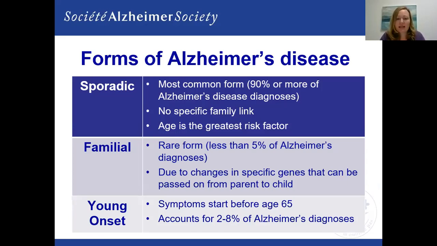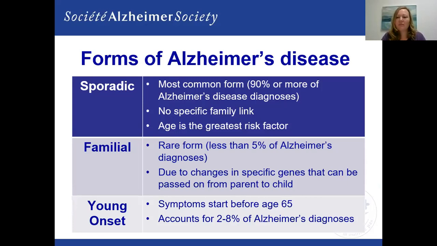Now we're going to move into the second type, which is familial Alzheimer's disease. It accounts for less than 5% of all cases. Families with this very rare form of Alzheimer's disease have strong family histories of Alzheimer's disease, where many family members are affected over many generations. Familial Alzheimer's disease is due to changes in specific genes that can be directly passed on from parent to child.